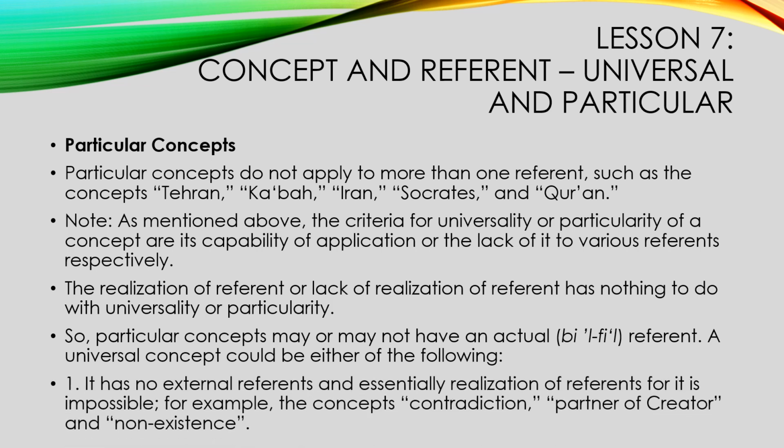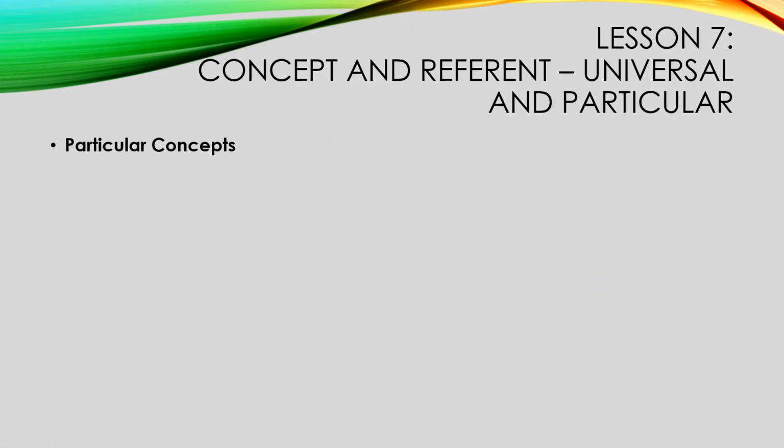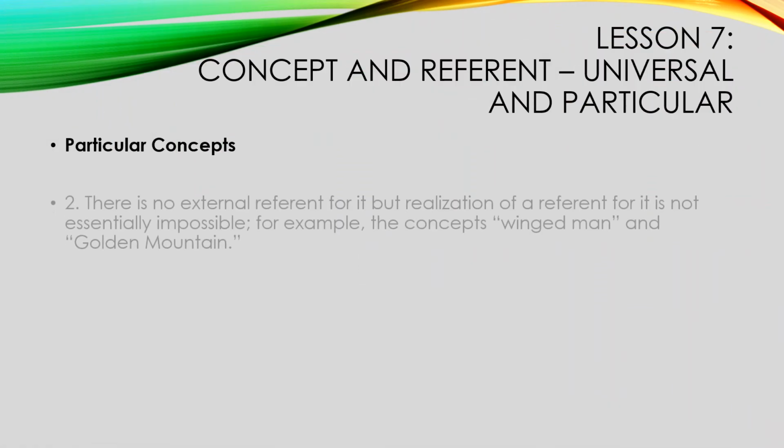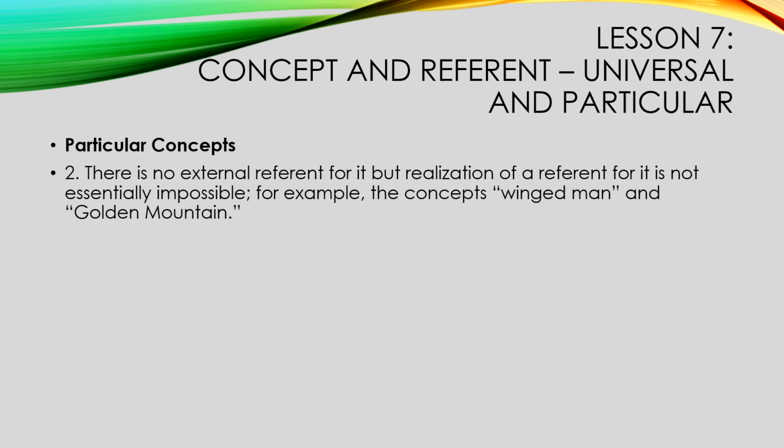1. It has no external reference, and essentially realization of reference for it is impossible. For example, the concepts contradiction, partner of creator, and non-existence. Number 2, there is no external referent for it, but the realization of a referent for it is not essentially impossible. For example, the concepts winged man or man with wings, and golden mountain.